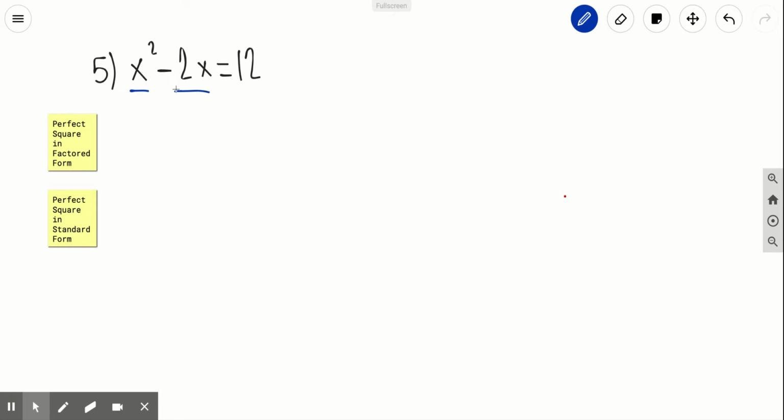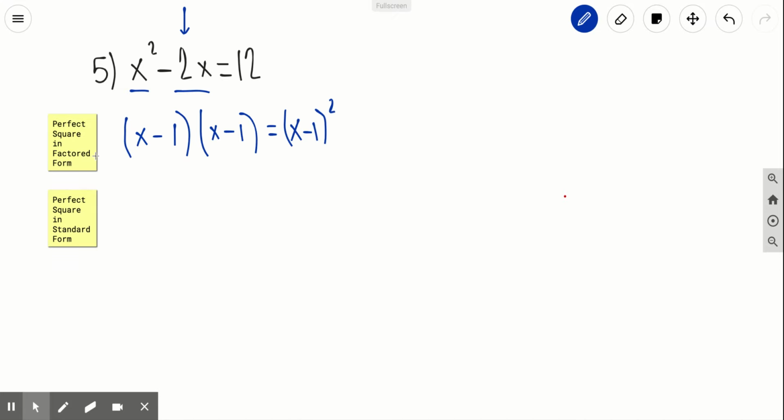and b term. So I know that to find my binomial, I simply need to split my b term, which is negative 2, in half, and I'll have negative 1 in both of my binomials. x minus 1 times x minus 1 is, of course, the same thing as x minus 1 squared.